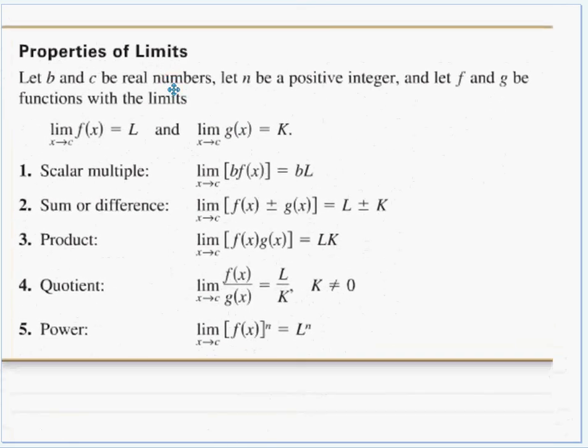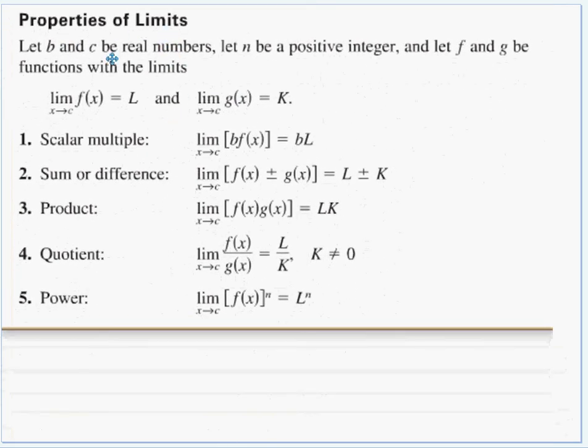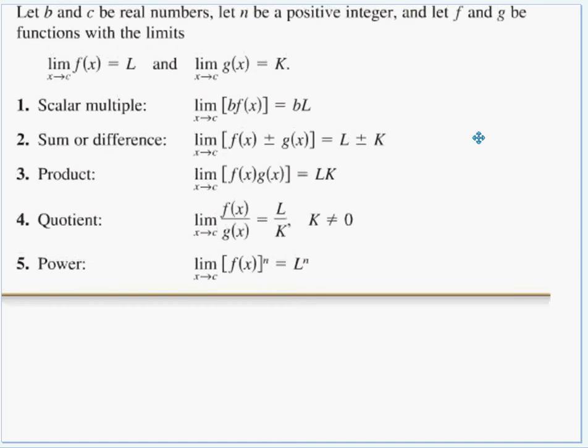Here are some other properties. Properties of limits. B and C are real numbers. N is a positive integer. But now we have some functions. F of x, as we approach C, has a limit of L. L is just some number. G of x, a different function, as we approach the same number C, has a limit of k. Remember, these L's and k's are just numbers. They're limits. So, scalar multiple.